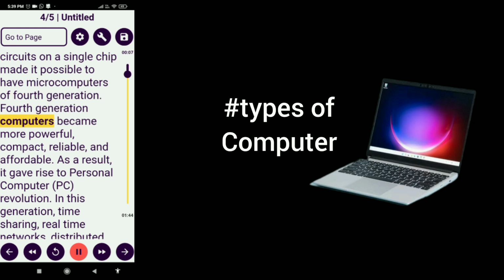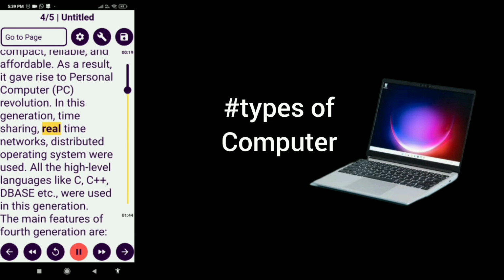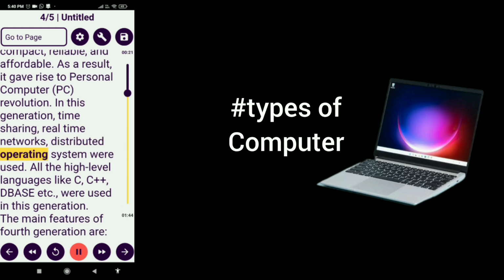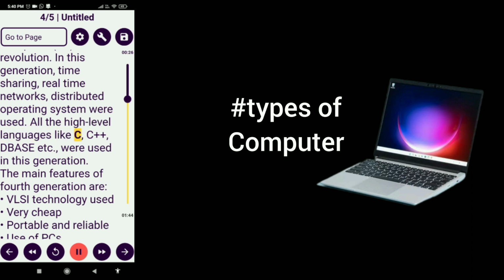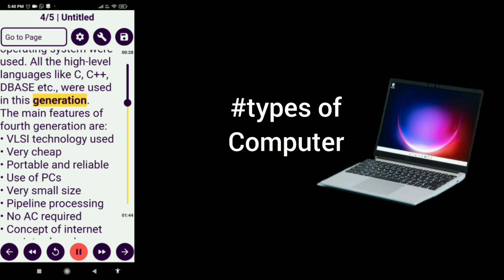Fourth generation computers became more powerful, compact, reliable, and affordable. As a result, it gave rise to personal computer, PC, revolution. In this generation, time sharing, real-time networks, distributed operating system were used. All the high-level languages like C, C++, DBASE etc. were used in this generation.